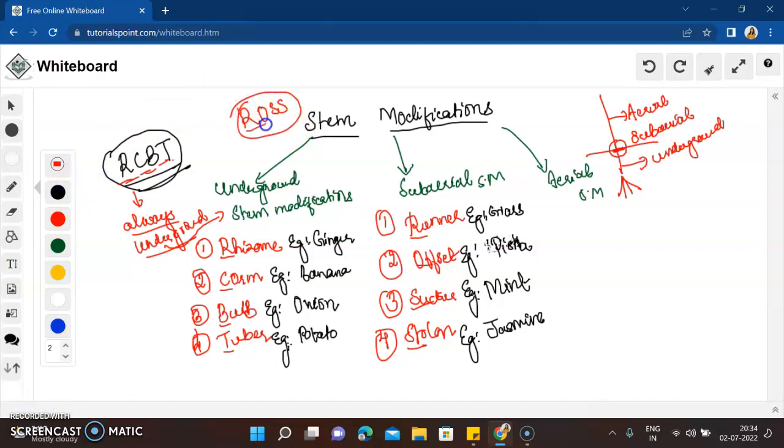Ross. That is runner, offset, sucker, stolon. Now, if you have watched the Friends TV show, I don't know how many of you are familiar with Friends. It's a world famous sitcom, right? Yes. So, if you have watched Friends, you know there is a character called Ross in that, right? If you have not watched, you go and read about him.